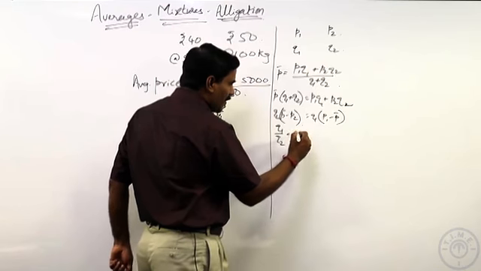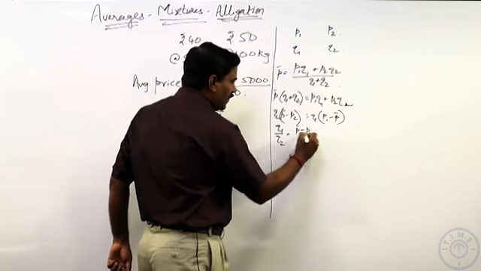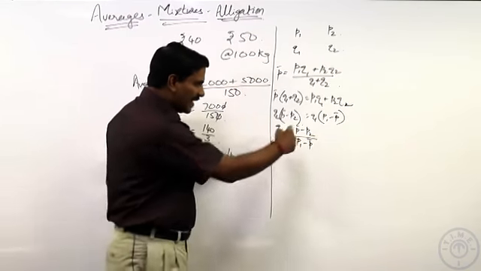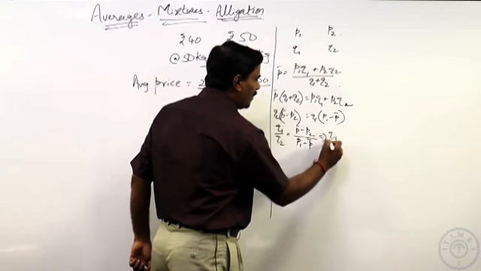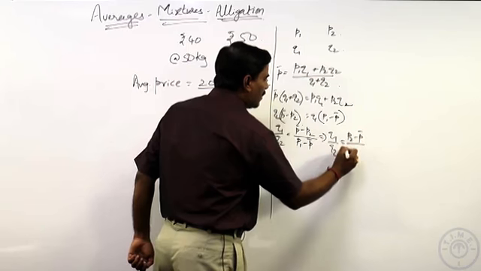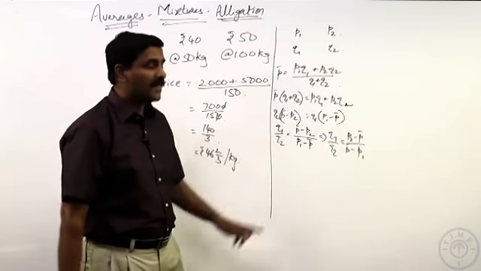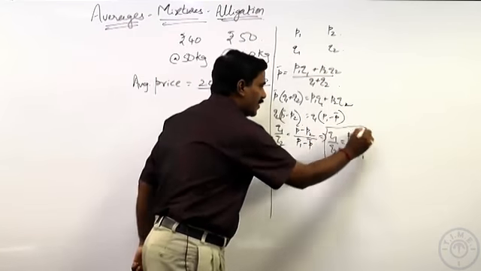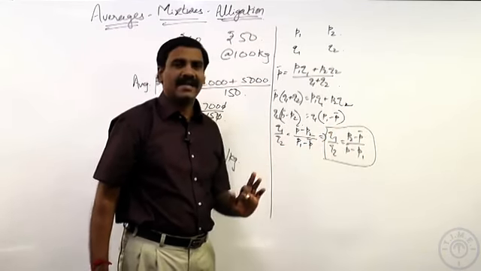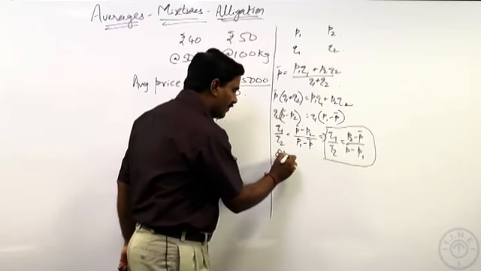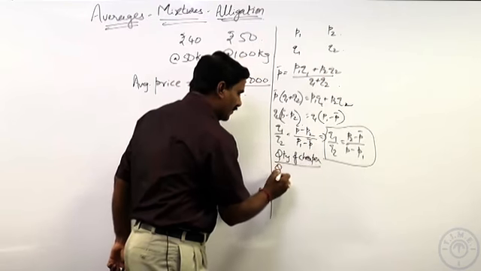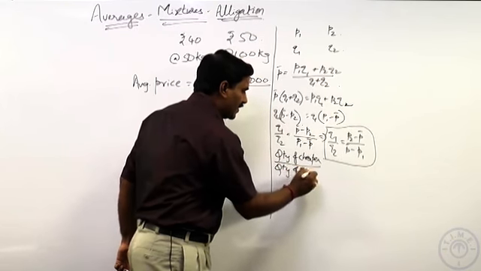P bar minus P2 by P1 minus P bar. And if we take the minus sign common here, Q1 by Q2 is equal to P2 minus P bar by P bar minus P1. This is what is basically considered as the alligation rule. The only thing we'll do here is replace 1 with cheaper and 2 with dearer. So quantity of cheaper by quantity of dearer. Dearer is basically the expensive one that we'll be considering.